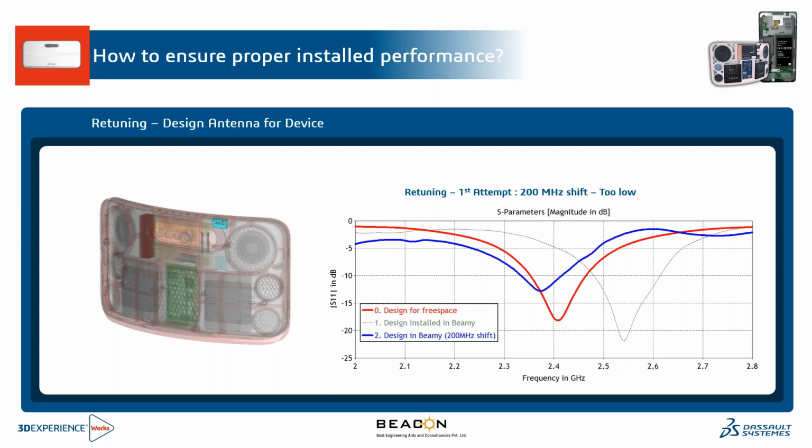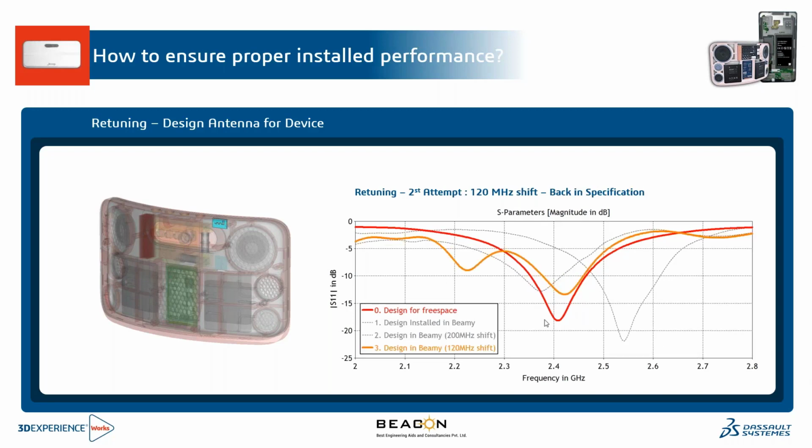So initially, the design in Beanie, with the help of antenna magger, we tried modifying the antenna with a shift of 200 megahertz, where we can see the performance is still low. So you can see it is below 2.4. And then we made a phase shift. We made a shift of 120 megahertz. So now it's almost matching with the one when it was individually performing, around 2.42 or something. It is matching. So we can make use of antenna magger to retune the same design and get back to its specification, providing the better performance.